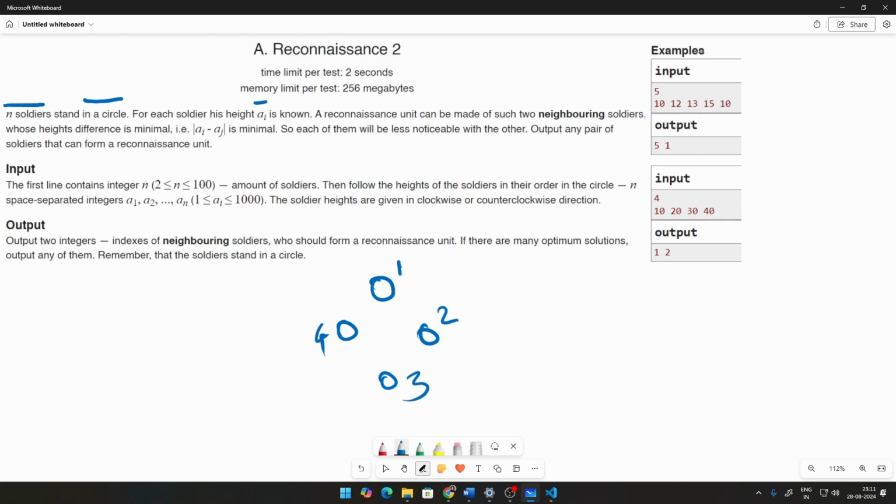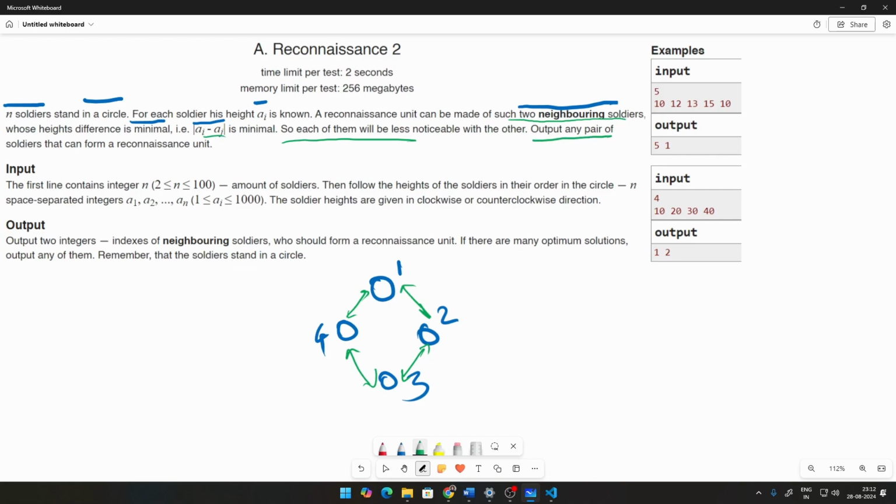A reconnaissance unit can be made of 2 such neighboring soldiers whose height difference is minimal. That is, ai minus aj is minimal. So only 2 neighboring soldiers can form a reconnaissance unit, and their height difference should be minimal. Who are neighbors here? 1 and 2 are neighbors, 2 and 3 are neighbors, 3 and 4 are neighbors, and 4 and 1 are neighbors, because this is a circular order in which they are standing. Each pair will be less noticeable if their height difference is minimal. That's why they want us to pair them like that.